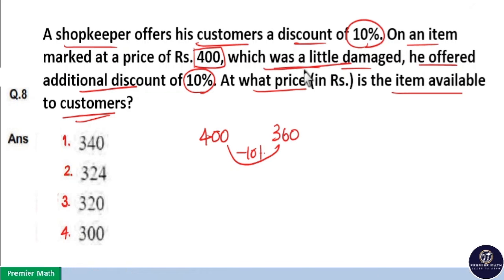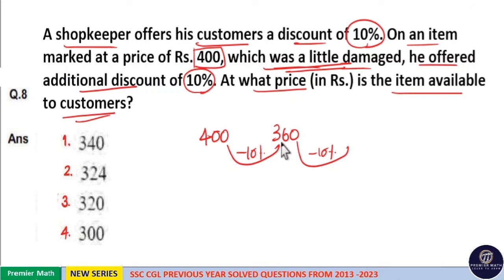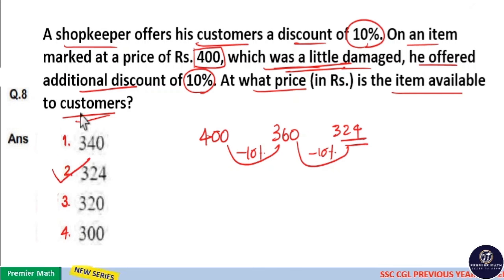So 400 minus 40 is 360 rupees. Again the item was damaged, so he again offered a 10% discount on this 360. 10% of 360 is 36. 360 minus 36 is 324. So your answer is option 2.